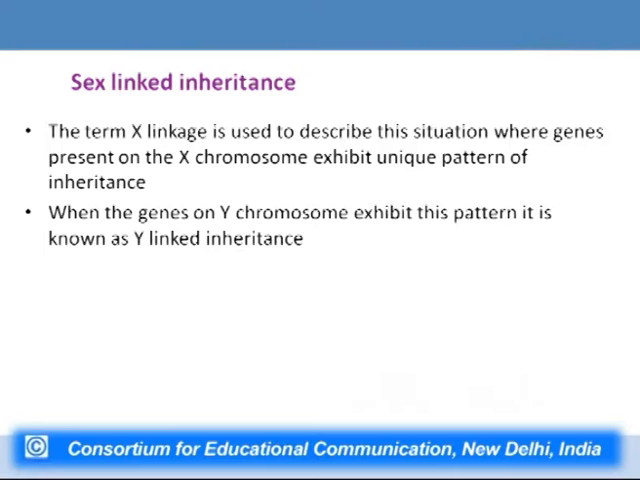With this background, I'll move to talking about inheritance which is linked to sex. The term sex-linked inheritance was first used in relation to linkage with the X chromosome. It was used to describe the situation where genes present on the X chromosome exhibit a unique pattern of inheritance. Whenever there are genes present on the Y chromosome, there is another unique pattern of inheritance, known as Y-linked inheritance. So any genes present either on the X chromosome or on the Y chromosome show a distinct pattern of inheritance, and the inheritance pattern of these genes is termed sex-linked inheritance.